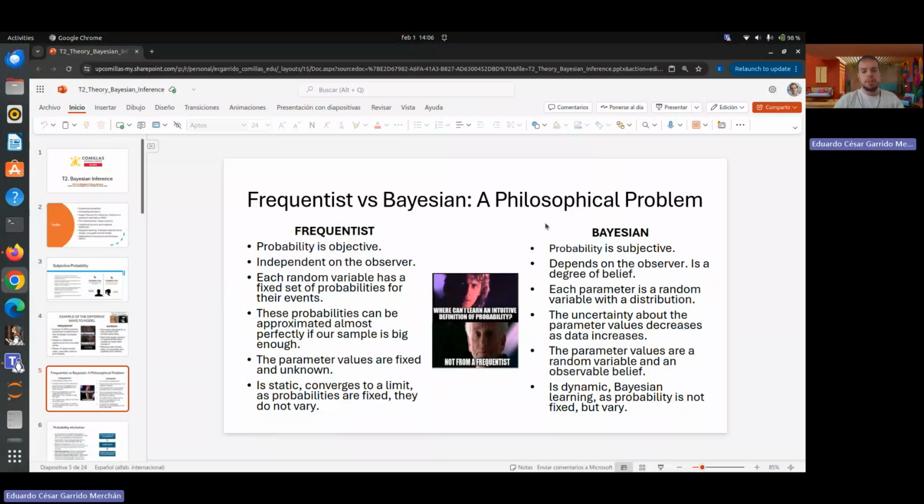For a frequentist, remember, the parameters are fixed and unknown, but these features make the Bayesians see the parameters as a random variable of an observable belief. And finally, for a frequentist, the probabilities are kind of static if they don't depend on time. They only depend on the limits and they converge. This probability converges to a limit, but it's fixed. They don't vary. Whereas in the case of the Bayesian, probability is essentially dynamic. It's going to be estimated using Bayesian learning with Bayes' theorem, and hence we can say it's not fixed to a number. It's just like a random variable.